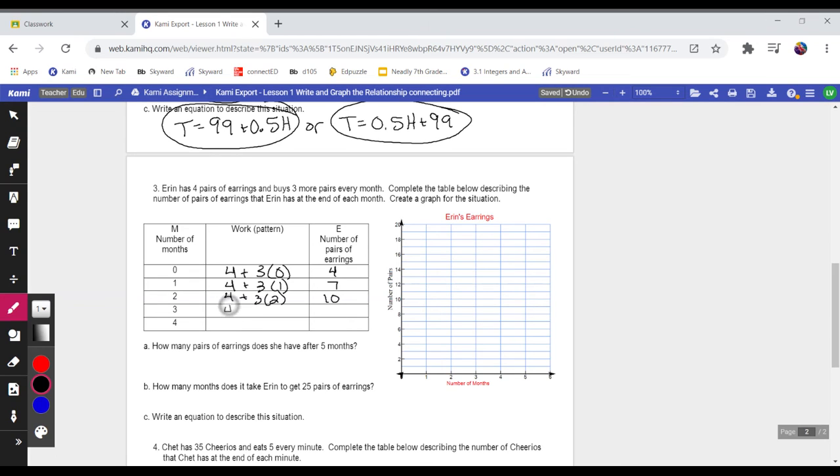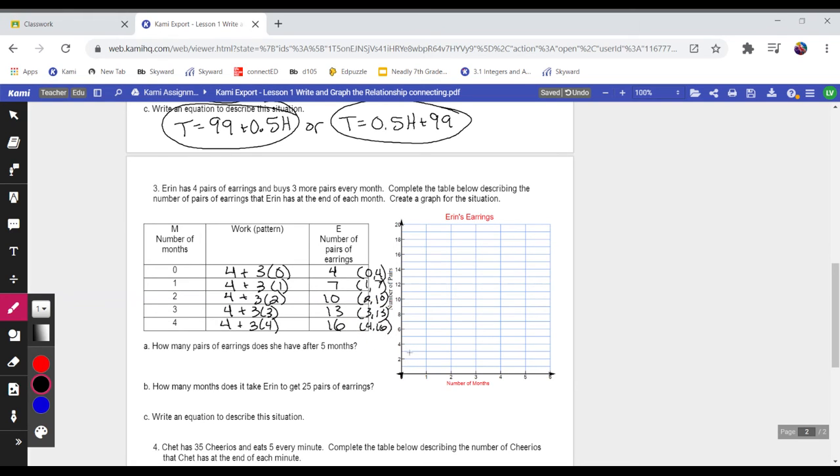Then at the end of the 3rd month, 4 plus 3 times 3 is 9. 9 plus 4 is 13. And lastly, the 4th month, 4 plus 3 times 4. 3 times 4 is 12 plus 4 is 16. So my ordered pairs: 0, 4; 1, 7; 2, 10; 3, 13; and 4, 16.